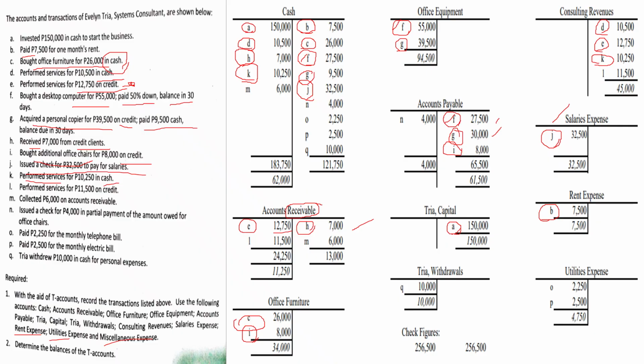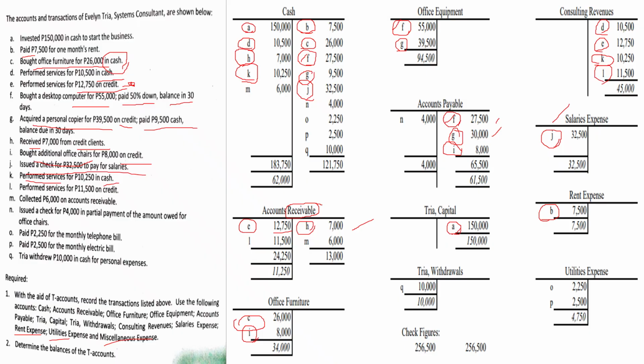Letter L, perform services for credit. Again, we perform service, therefore our revenue will increase. Revenue once increased will be credited. So we have letter L, credit of 11,500.